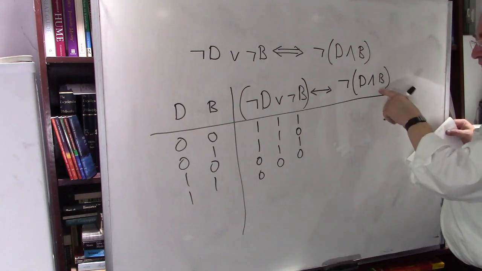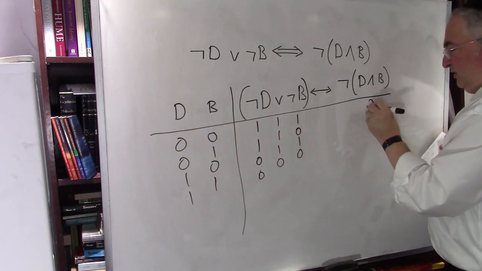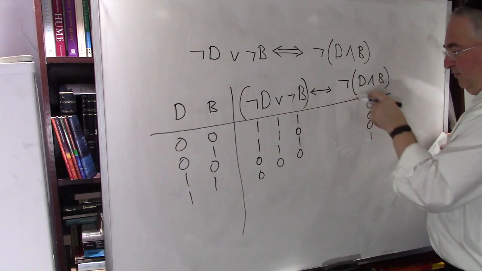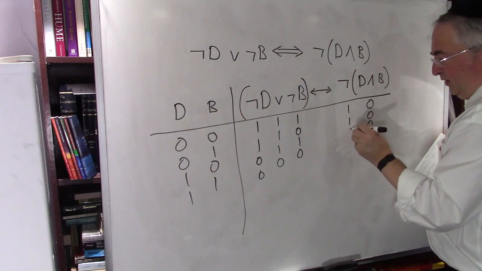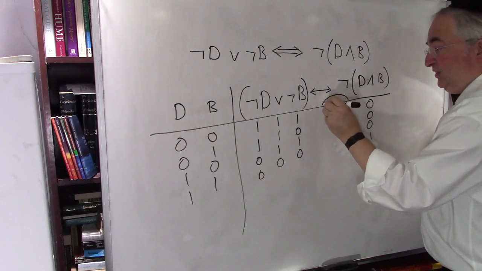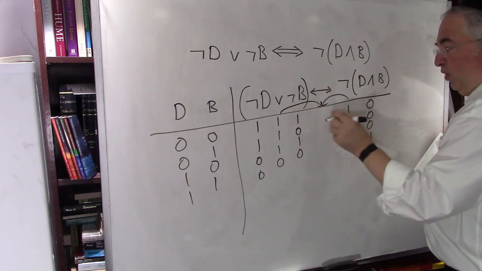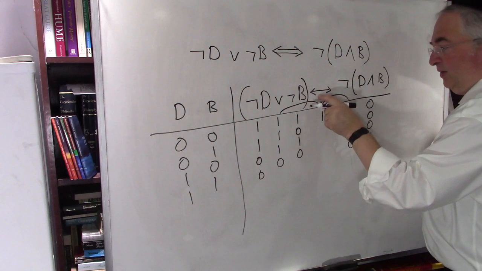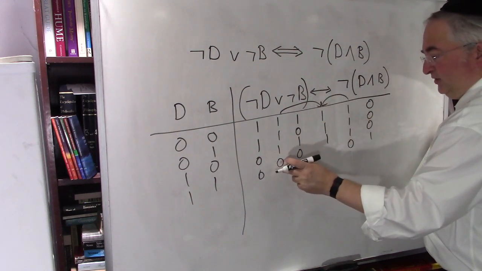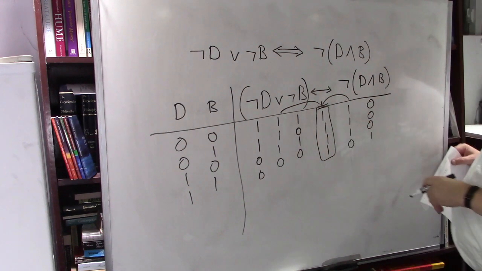Okay, let's do D and B here. D and B, you can just look at that, that's 0, 0, 0, 1. Okay, not (D and B), that means you flip this, so you get 1, 1, 1, 0. Okay, great. Now we're going to compare this to this. 1, double arrow 1, they're the same. 1. 1, double arrow 1, the same. 1. 1, double arrow 1, the same. 1. 0, double arrow 0, the same. 1. Okay, so they're always the same.